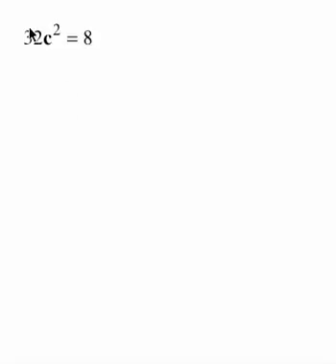Here's a second degree equation. We have 32c squared is equal to 8, and we just want to figure out what c is. So let's solve for c squared. I want to get the c squared alone, so I want to get rid of that 32, and it's multiplying the c squared. So I'm going to divide both sides by 32. And so we have c squared is equal to 8 divided by 32, which is 1/4.